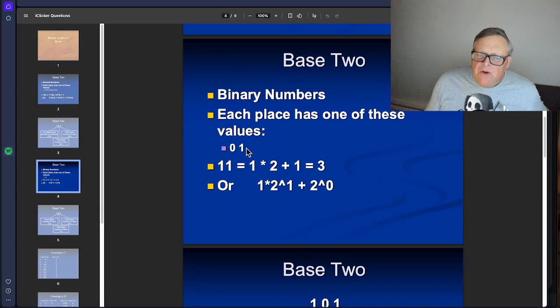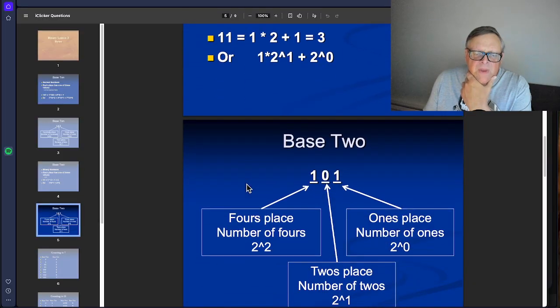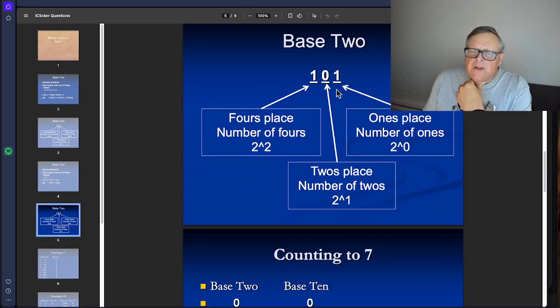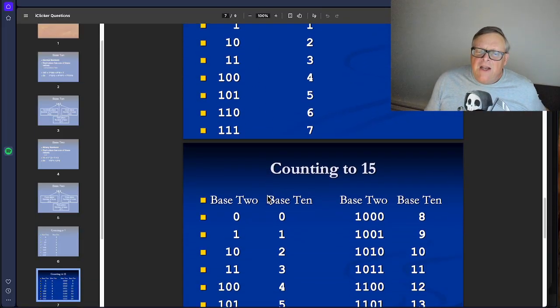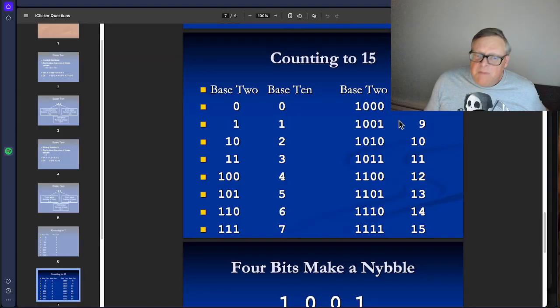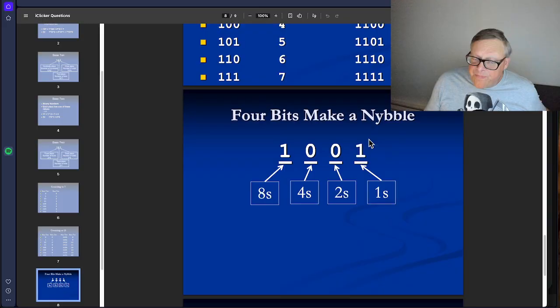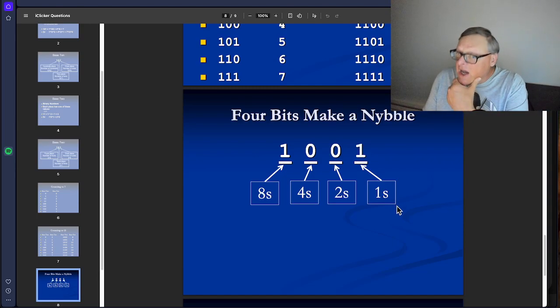In base 2, you only use 0 and 1, and so you have a ones place and a twos place. So this is 3, 1 plus 2. And if you have a 3-bit number, this is the number of ones, this is the number of twos, and this is the number of fours. And as we talked about last time, you can therefore count to 7 with 3 bits, and you can count to 15 with 4 bits, because you have the 1s, 2s, 4s, and 8s, and that's a nibble. So this nibble is 9. It's 1 eight, no 4, no 2, and 1 one, so 8 plus 1 is 9.